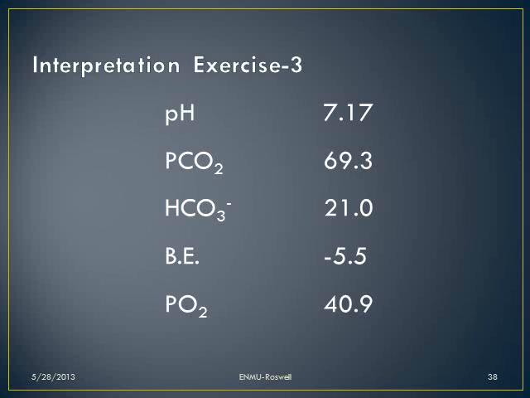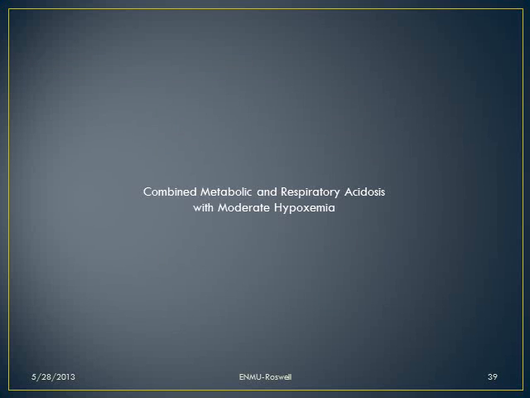All right, 40.9. It's still just moderate hypoxemia. Let's see what we got going on here. Are we ready for results? It's a combined metabolic and respiratory acidosis with moderate hypoxemia. That patient is jacked up, okay?